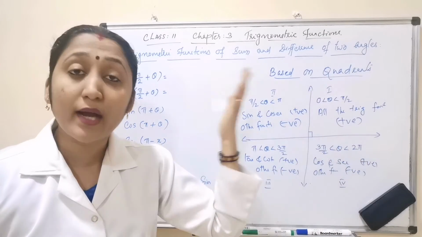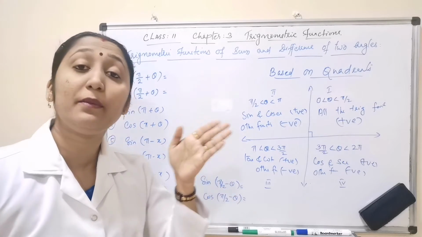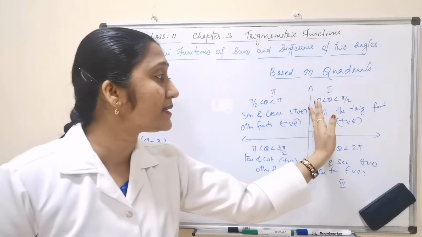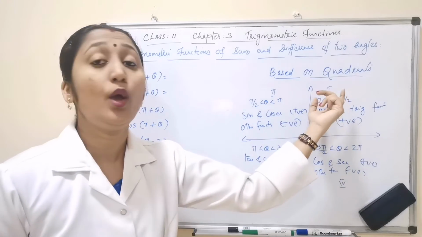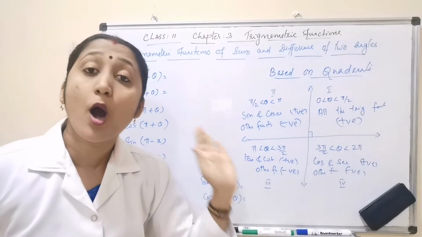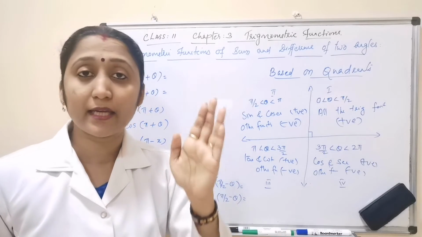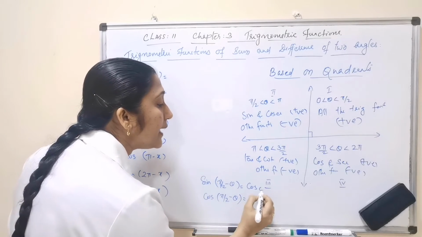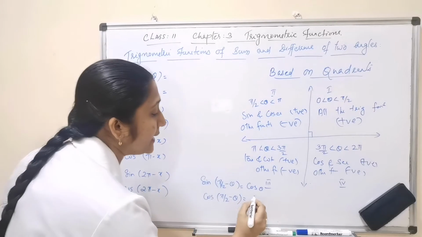Based on the quadrant, we want to know about sine of 90 minus theta, that is sine of pi by 2 minus theta. Pi by 2 minus theta, where pi by 2 is 90, means it is between 0 and 90. That is, it lies in the first quadrant, so all the trigonometric functions are positive. Here we want to memorize only sin and cos. So sin of 90 minus theta is cos theta, and cos of 90 minus theta is sin theta.